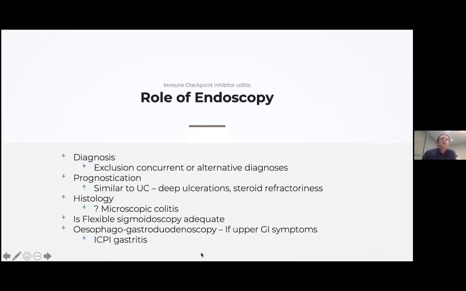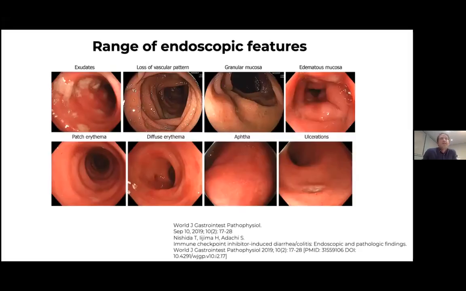In terms of doing gastroscopy at the same time, the recommendation generally is to only do a gastroscopy if there are upper GI symptoms, although there is an entity, which is fairly rare, of immune checkpoint inhibitor induced gastritis. The range of abnormalities is similar to IBD generally, anywhere from normal looking mucosa to an erythematous pancolitis to loss of vascular patterns, inflammatory exudates, erosions, ulcers, etc.